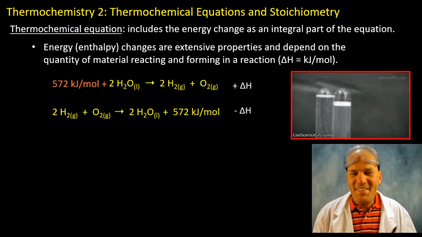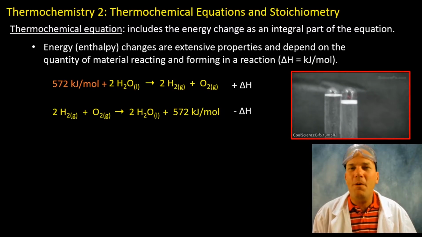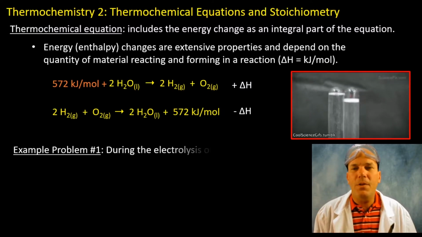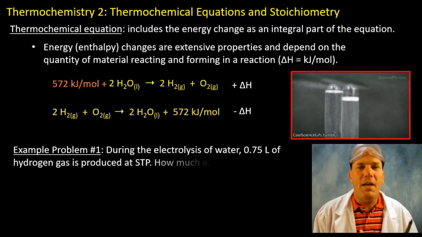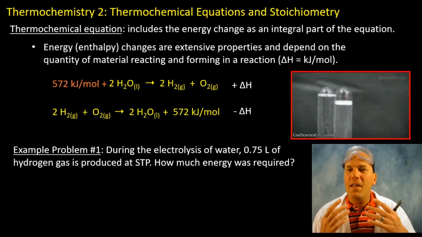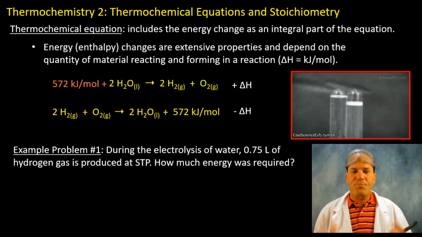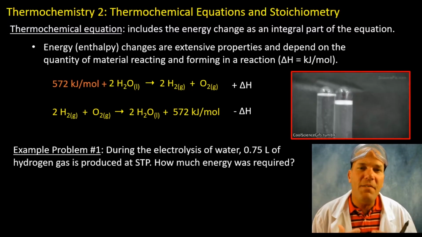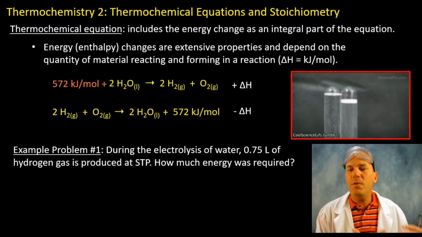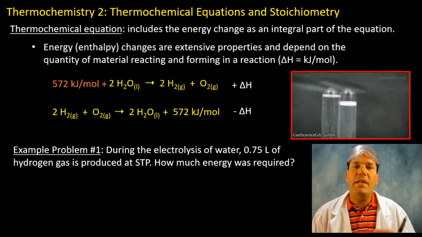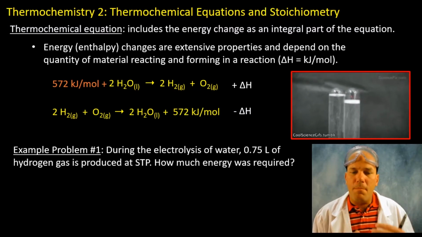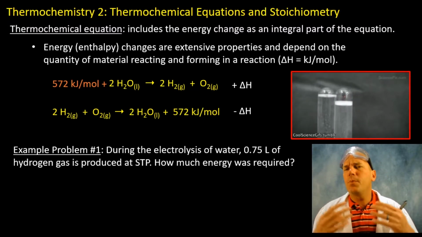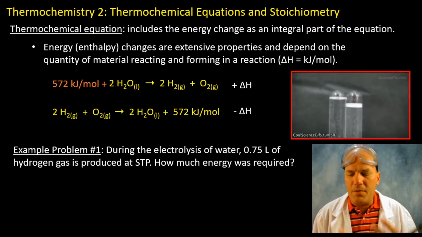So let's look at a practice problem here. Just a reminder, a positive enthalpy is an endothermic reaction, and a negative enthalpy would be an exothermic reaction. In example number 1, during the electrolysis of water, 0.75 liters of hydrogen gas are produced at standard temperature and pressure. How much energy was required to produce that amount of hydrogen gas?